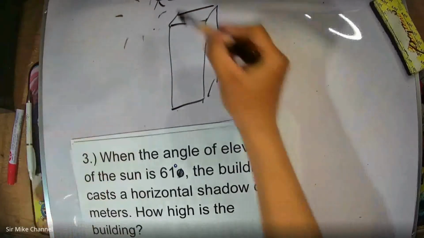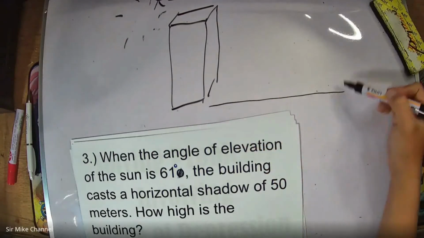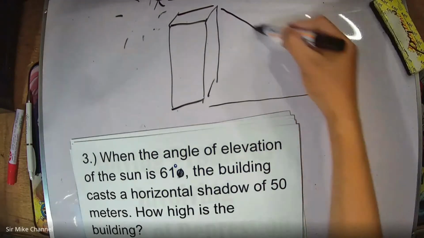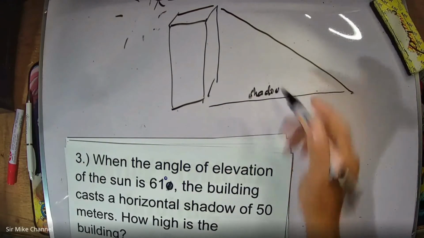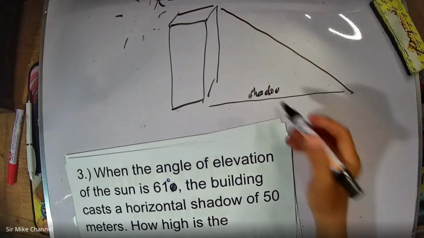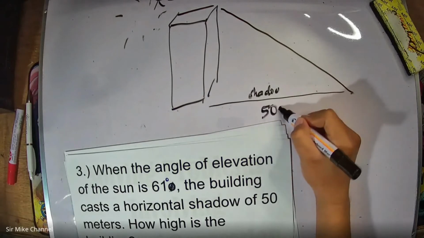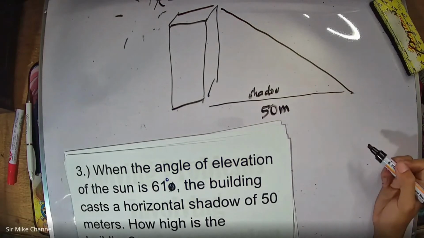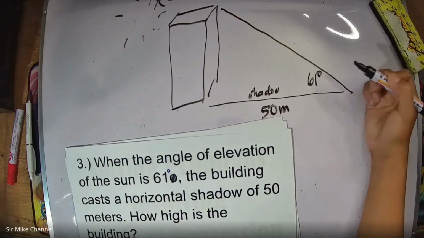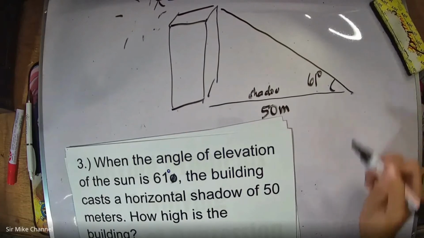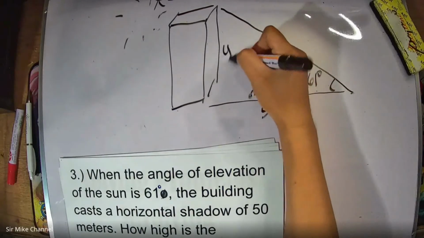So ito yung building. And then meron siya ng cast shadow. So mula dito, syempre, ito yung shadow natin. Ito yung shadow niya sa baba. So ang measurement daw natin is 50. So mula dito sa pinaka-building natin tsaka sa dulo, meron siyang 50 meters. And the angle of elevation is 61 degrees. So ito yung 61 degrees. The question is, how high is the building? So ito yung nawawala. That's yung variable y.